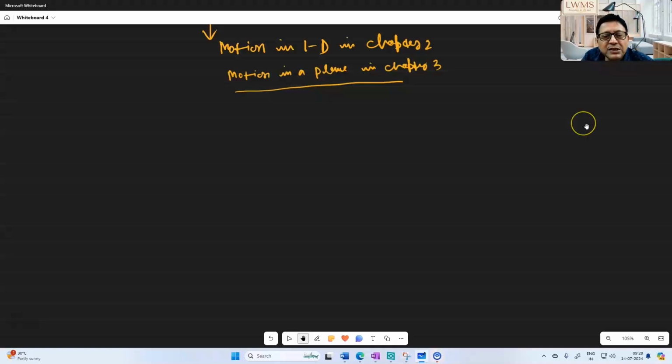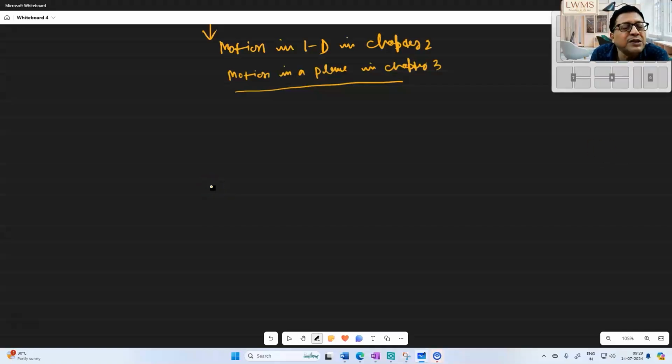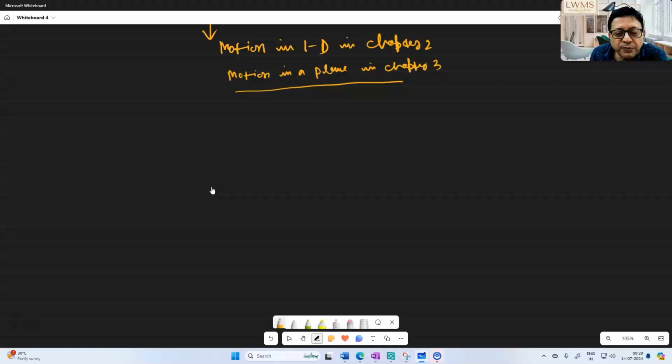Motion in 1D consists of those concepts of average displacement, average velocity, average acceleration, instantaneous velocity, instantaneous acceleration. Actually there is no term like average displacement, total displacement. And average velocity is total displacement by total time. All these basic concepts you have done before, just quickly revise with me. So average velocity is given by delta S or delta X by delta T.